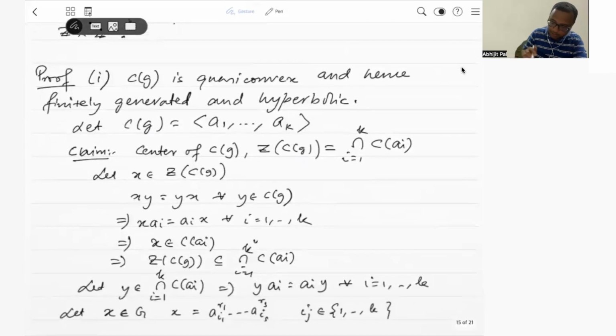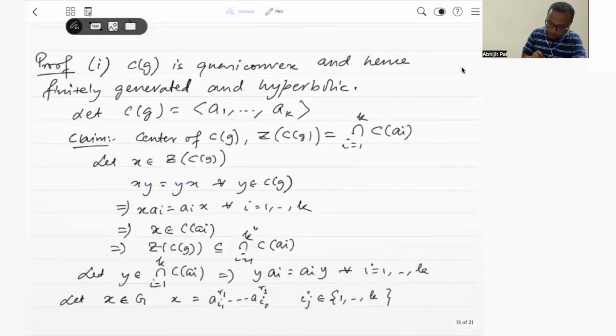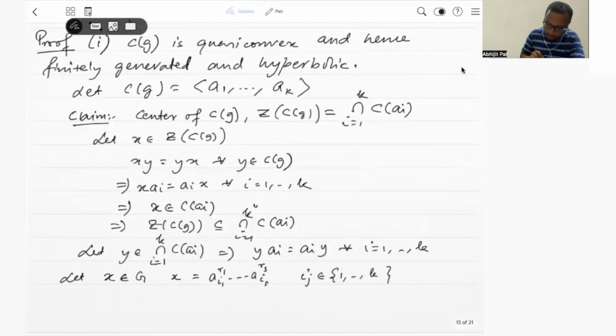So how do you prove this? Let us take X in the center of the centralizer of G. This means that it commutes with every element of the centralizer. In particular, XAI equals AIX. So X belongs to C(AI) for all I from 1 to K. Therefore, the center of the centralizer of G is contained in this intersection.